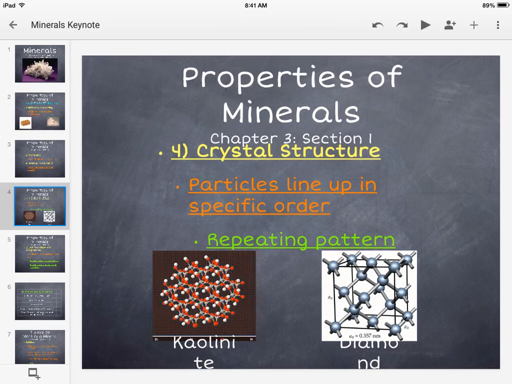Number 4 is the crystal structure. So in minerals, the molecules line up in a very specific pattern. And depending on that pattern, that gives the mineral some distinct properties like hardness and crystal shape. But every mineral has a crystal structure where the particles are lined up.